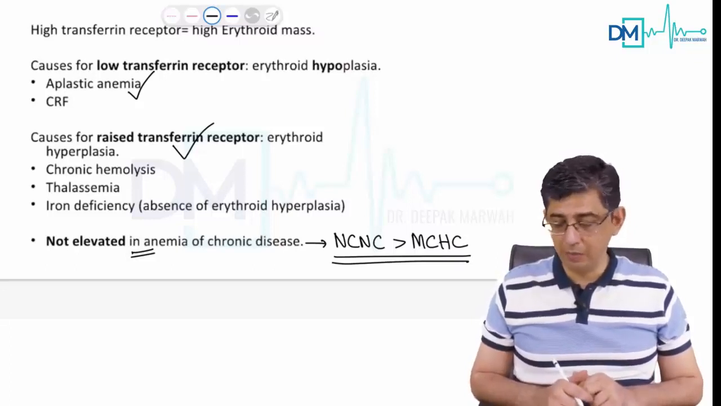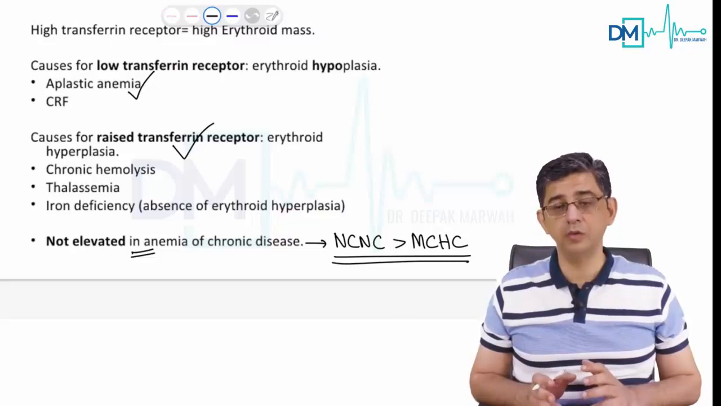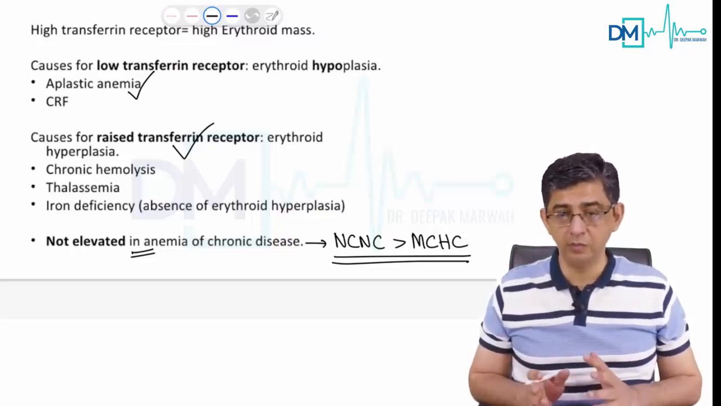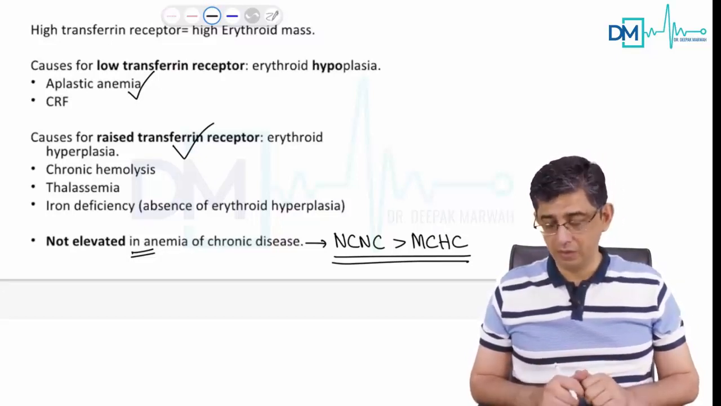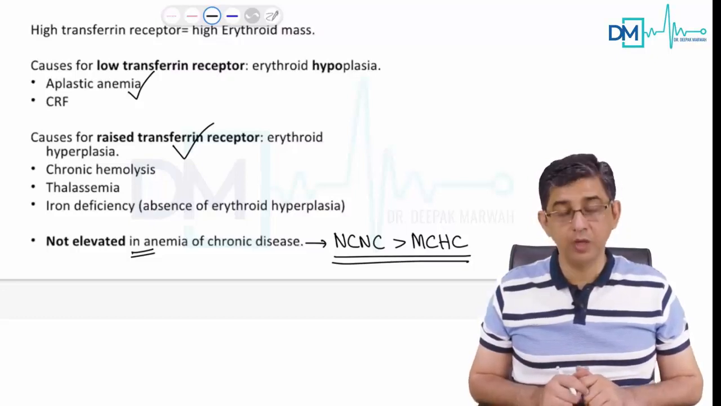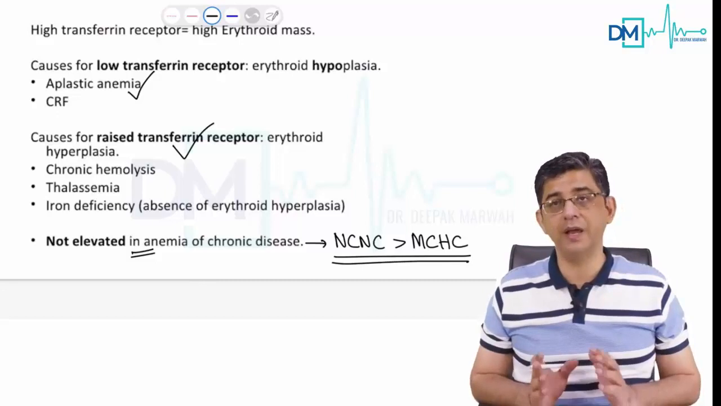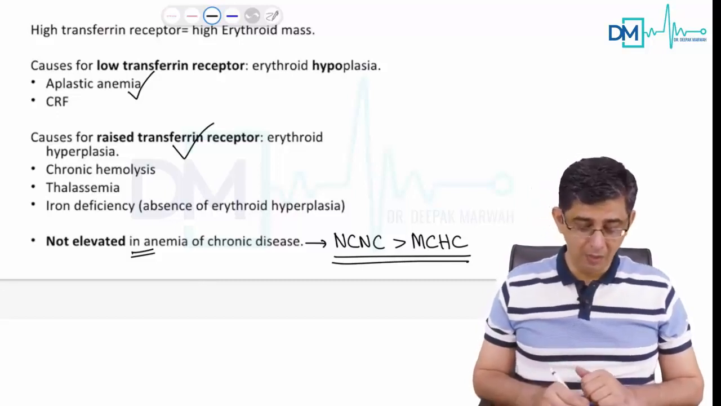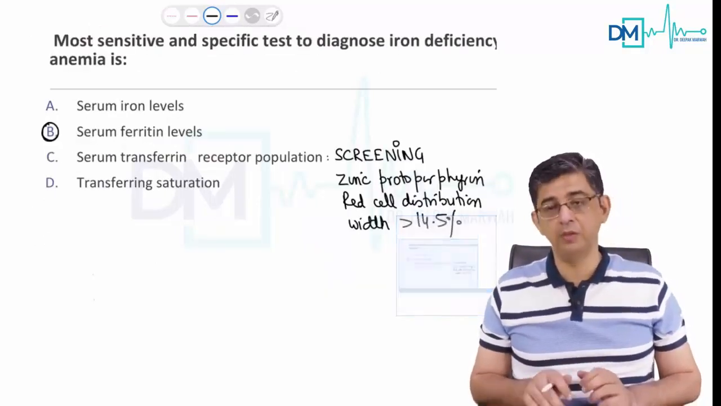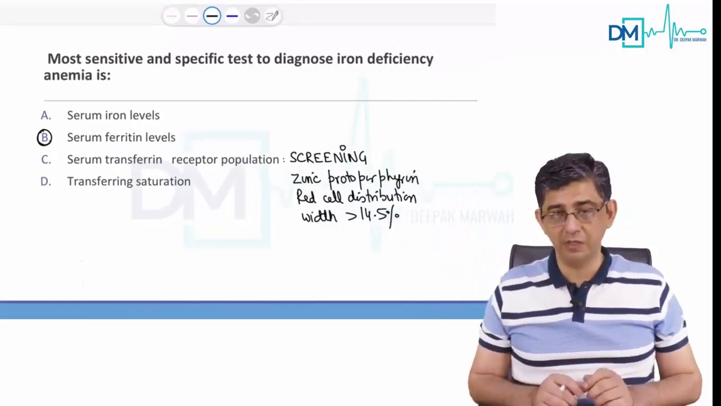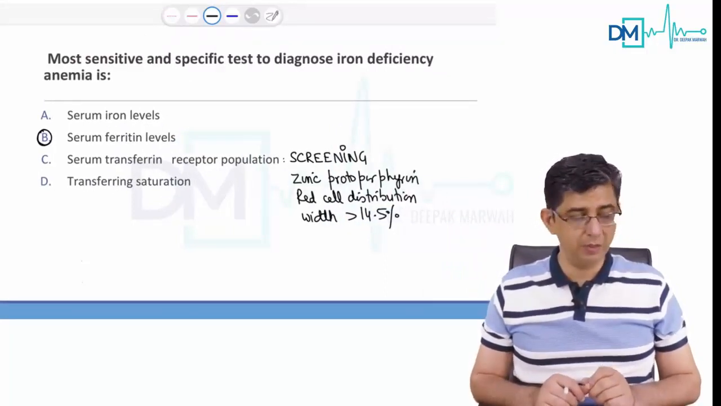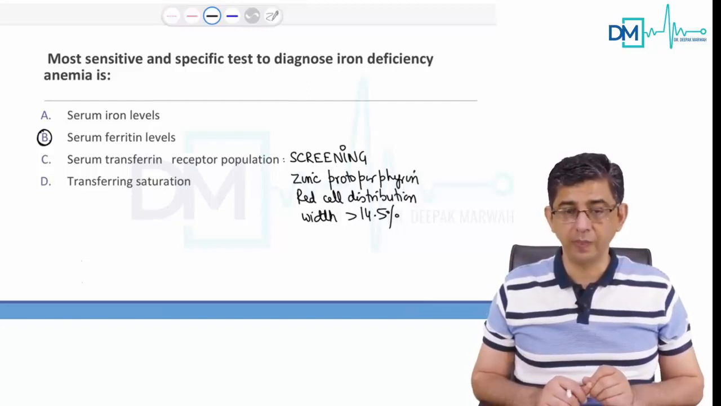But yes, the problem is that the incidence of normocytic normochromic anemia in anemia of chronic disease is more as compared to that of microcytic hypochromic anemia. Therefore, you should answer normocytic normochromic as the primary answer for anemia of chronic disease, and this has been asked in the exam. Coming back to the main question, just remember the most sensitive and specific test to diagnose iron deficiency anemia would be answered by you as serum ferritin levels.